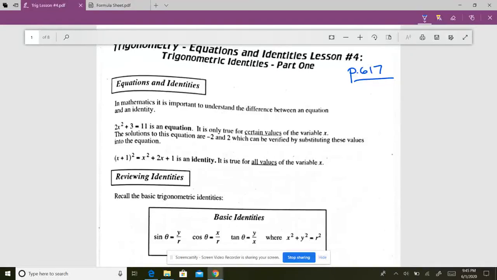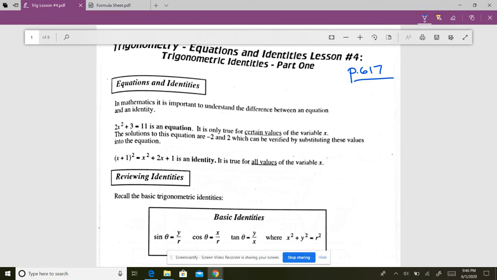Hi everybody, it's lesson number 4, page 617. We're going to start proving trigonometric identities. So an identity is different than an equation.